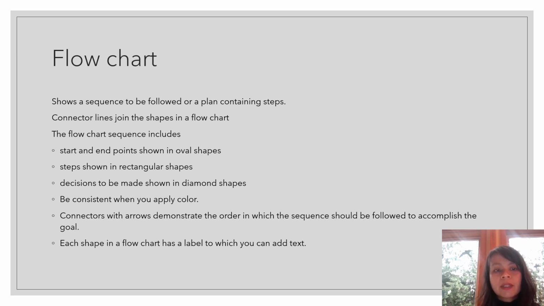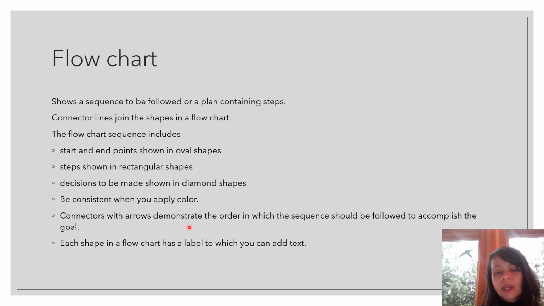The flowchart sequence includes a start and end points as shown in oval shapes. Steps are shown in rectangular shapes, and decisions to be made are shown in diamond shapes. You can use color in your flowchart, but make sure you're consistent when you apply the color, and don't add too many. Don't make it a rainbow. Use colors wisely and usually to emphasize information.